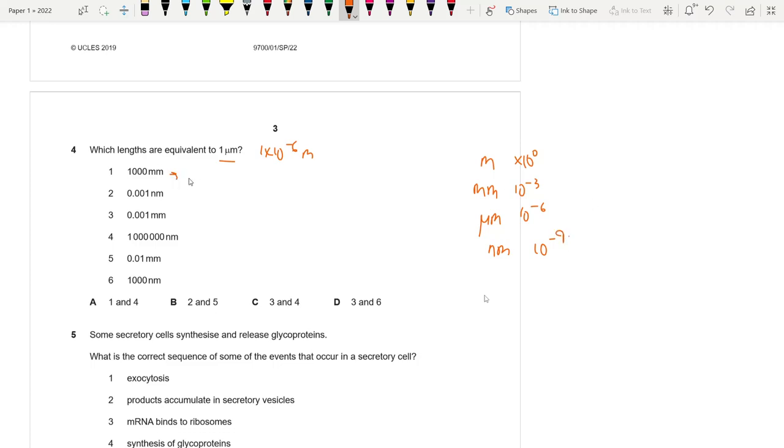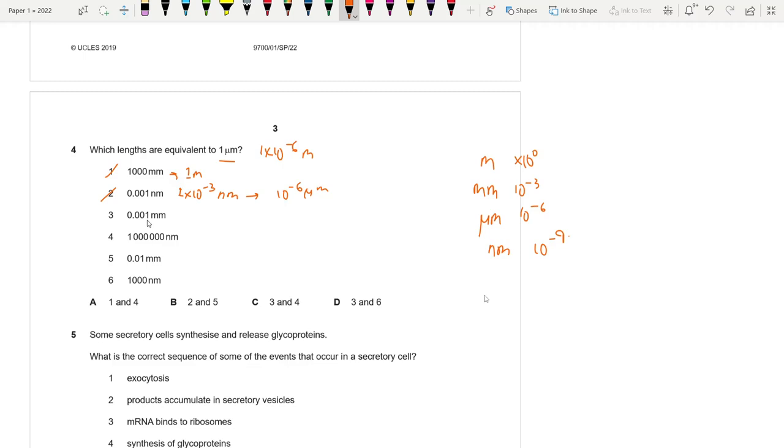So 1000 millimeters is actually 1 meter, not 1 micrometer. So 1 is wrong. 0.001 nanometer. Nanometer is smaller than micrometer, right? By 10 to the power minus 3. So if you want to go from smaller to bigger, this is basically 1 into 10 power minus 3 nanometers, right? If you convert it to micrometers, it's going to be 10 to the power minus 6 micrometers. So 2 is also wrong.